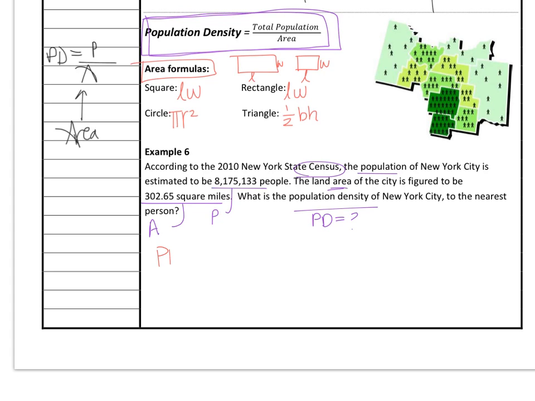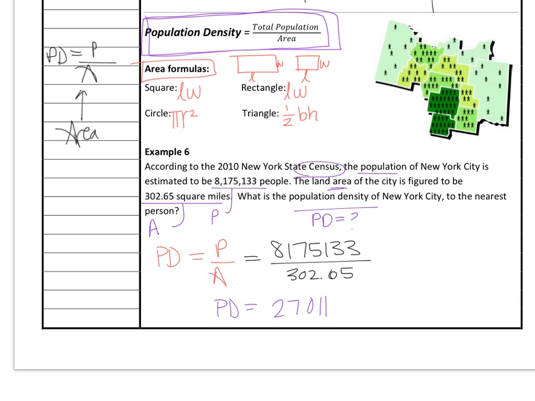So we're going to say PD is equal to P over A, population over area. And we just plug in. We know that the population is 8,175,133 divided by the area of 302.65 square miles. You're going to type that in your calculator, being very careful about what numbers you are actually typing in, and you're going to come up with an answer, something like 27,011.8. But it says to the nearest person.